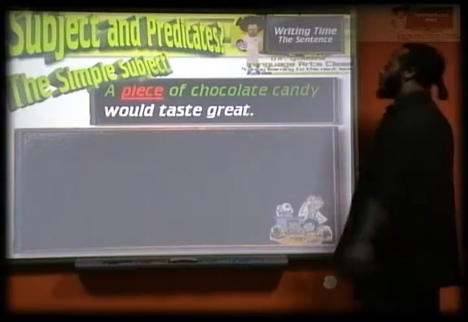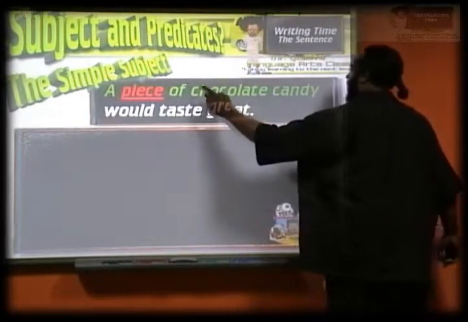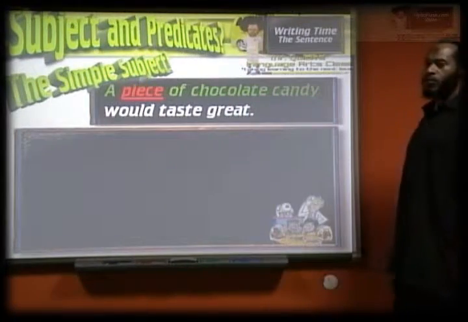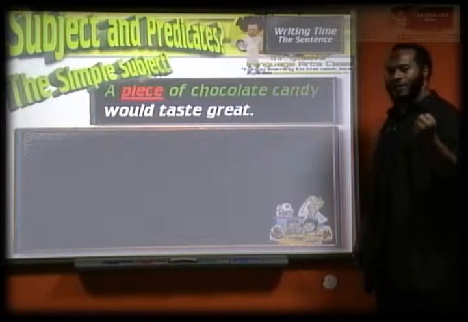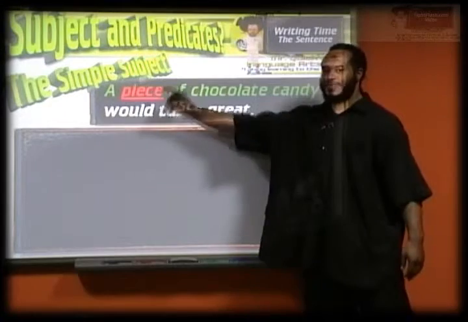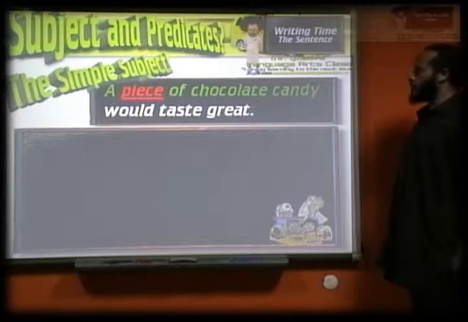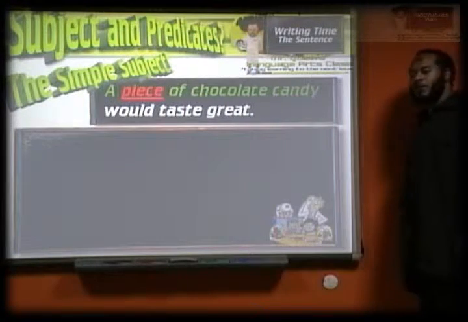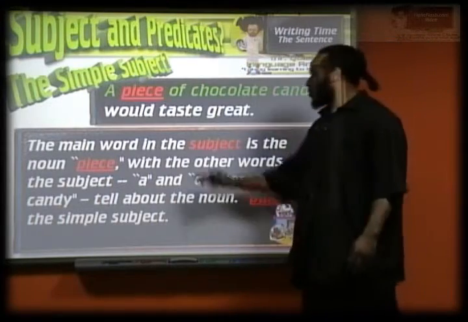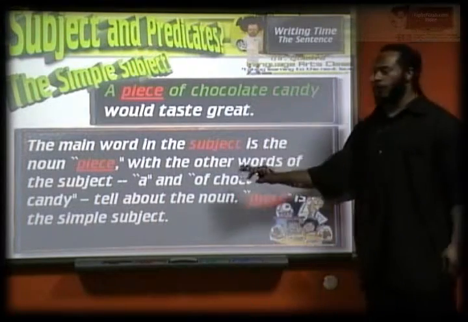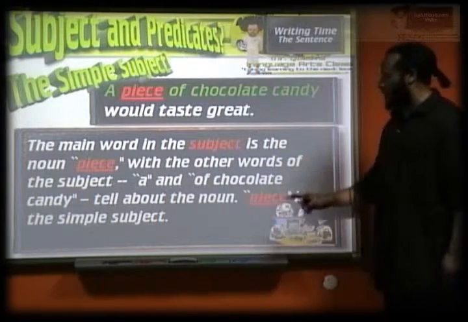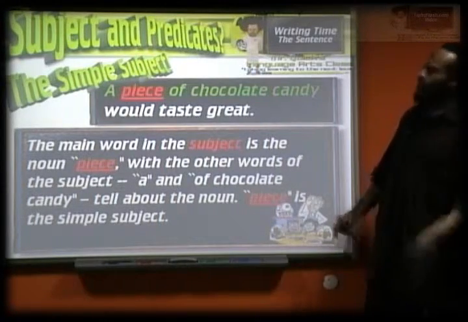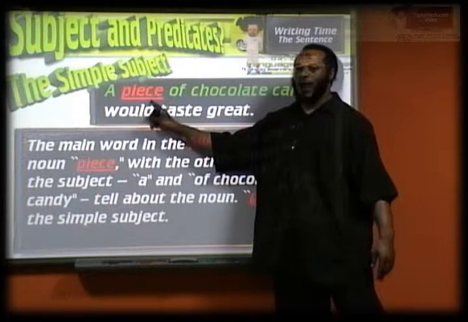Yes, but if we remove a and of chocolate candy, because when it comes to the complete subject, they are not as important as piece. And piece, in this case, would definitely be the simple subject. The main word, of course, in the subject is the noun piece. The other words of the subject, a and of chocolate candy, tell about piece. Tells us what kind of piece.